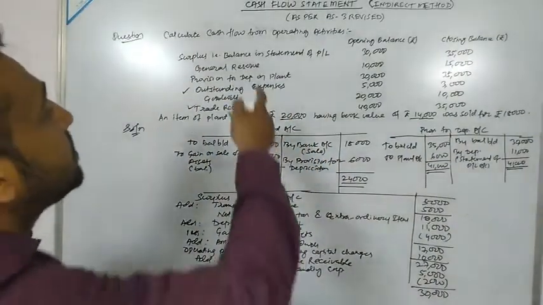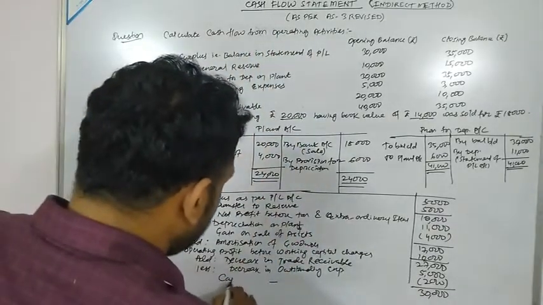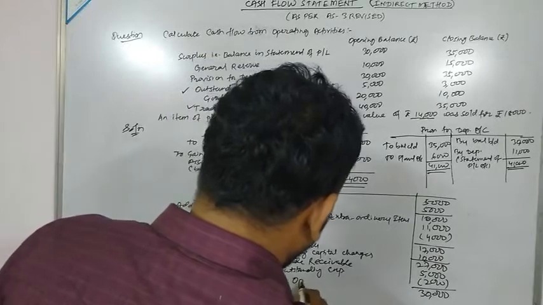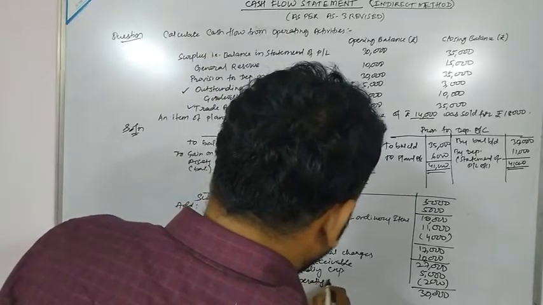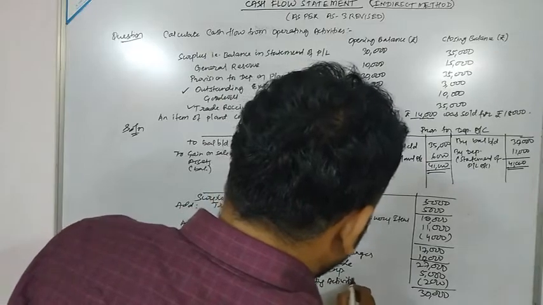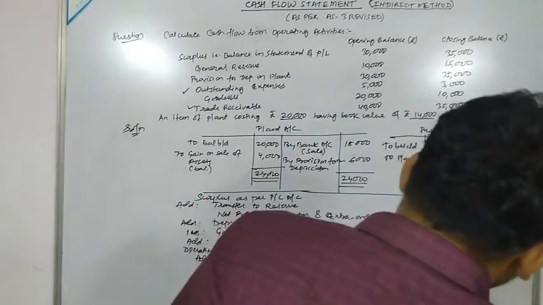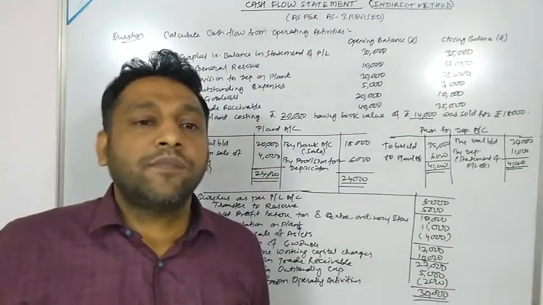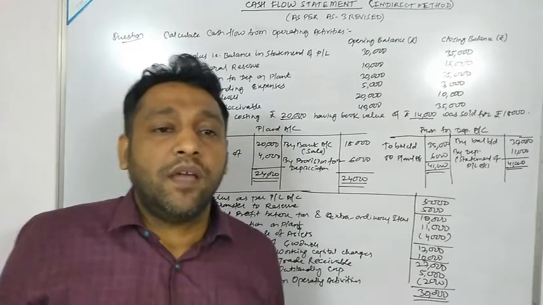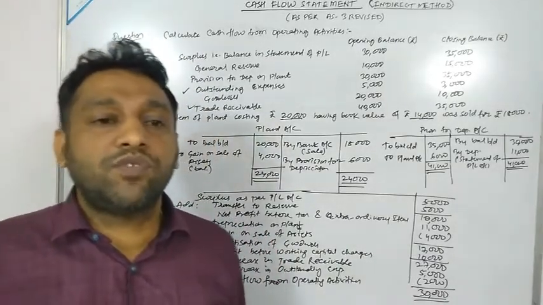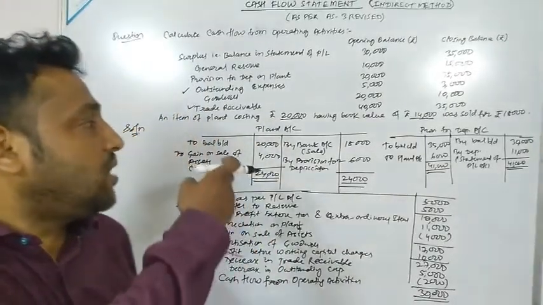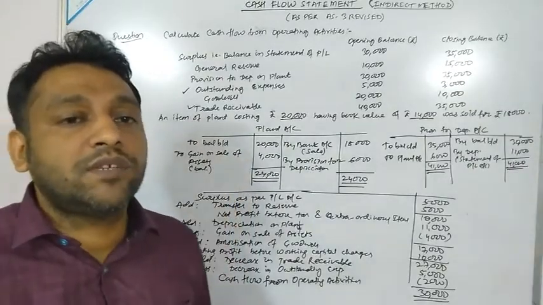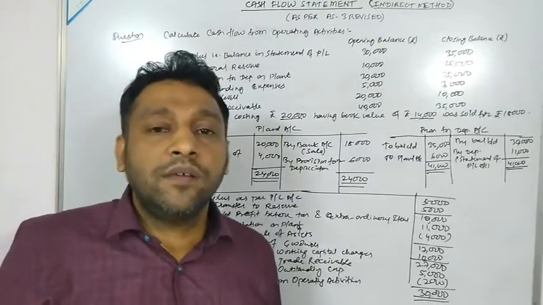So this will be your answer, our cash flow from operating activities. The answer is 30,000. Okay, so this is how we are required to prepare our cash flow from operating activities, and in case of fixed assets, adjustment is to be given. So this is how we are required to calculate your ledger account of your fixed assets. So that's all for today. Thank you.